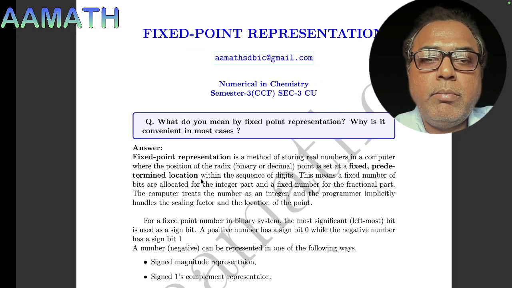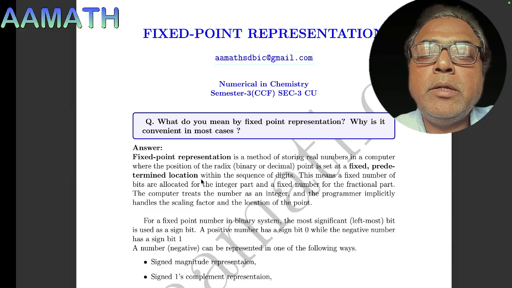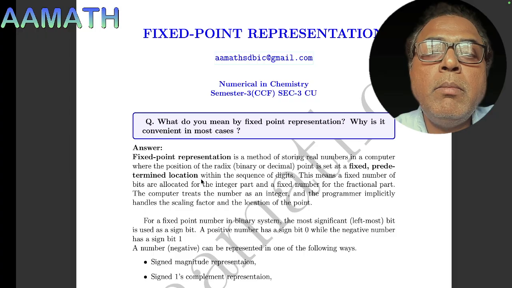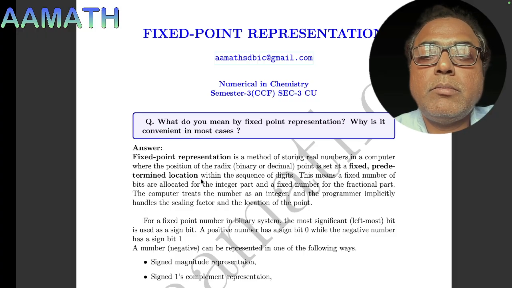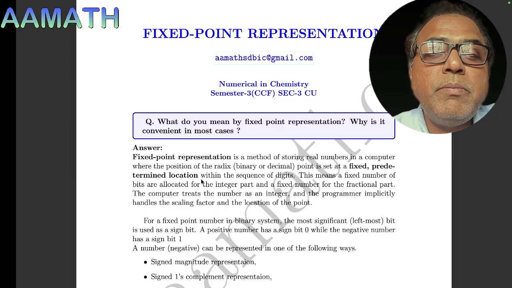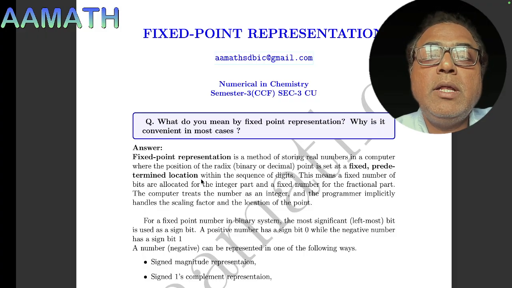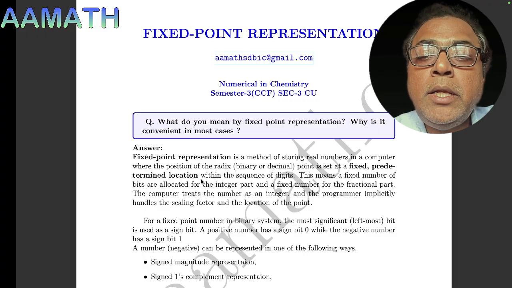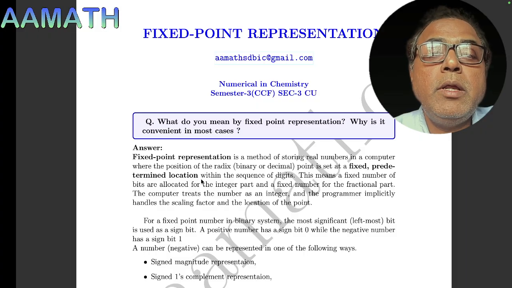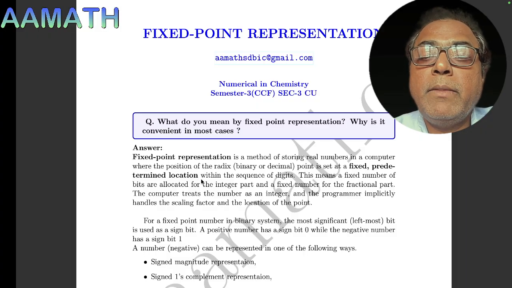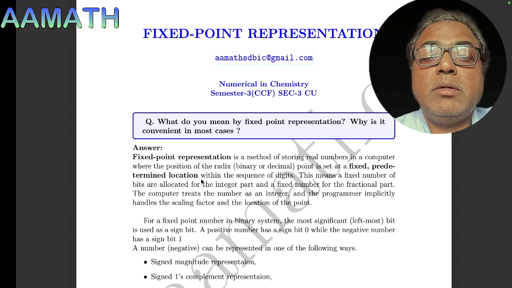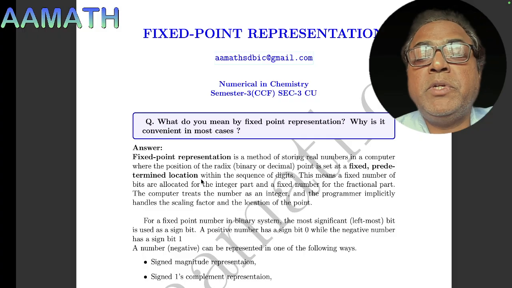What do you mean by fixed point representation? Why is it convenient in most cases? What is fixed point representation? This is a method of storing real numbers in a computer where the position of the radix, that is the binary or decimal point, is set at a fixed predetermined location within the sequence of digits.